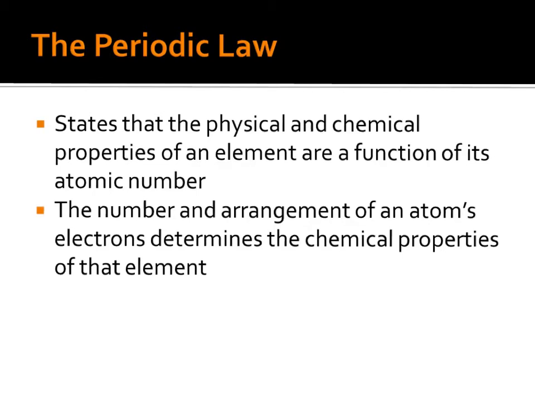The main function of the periodic table is that we now have something called periodic law. This tells us that physical and chemical properties, so these characteristics of each element, are a function of the atomic number. That basically means if I look at the atomic number of an element, I can tell a lot of information about it before I even see it, because the atomic number determines these things. The number and also the arrangement of the atom's electrons, so where they're all located around the nucleus, tells me how the element is going to act in its chemical properties.